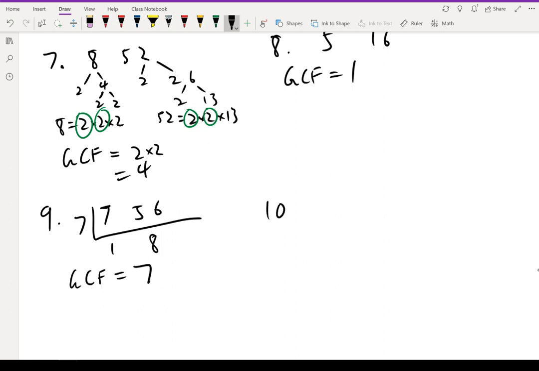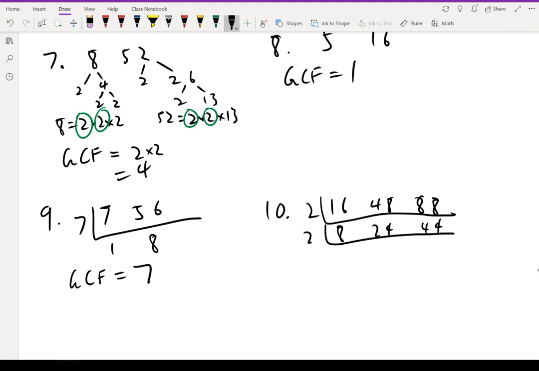Question 10. We have 16, 48, and 88. I can divide all of them by 2. That becomes 8, 24, and 44. I can further divide them by 2. That becomes 4, 12, 22. I can divide by 2 again. That becomes 2, 6, 11. And then that is it.